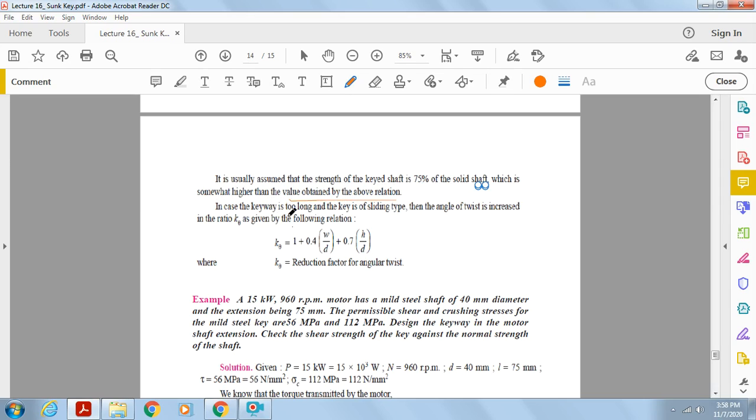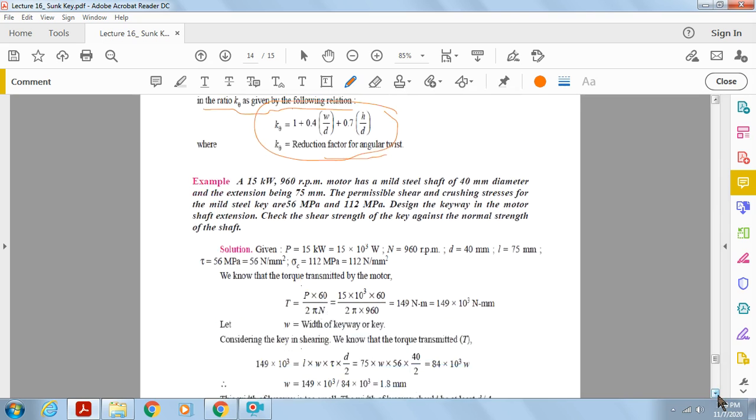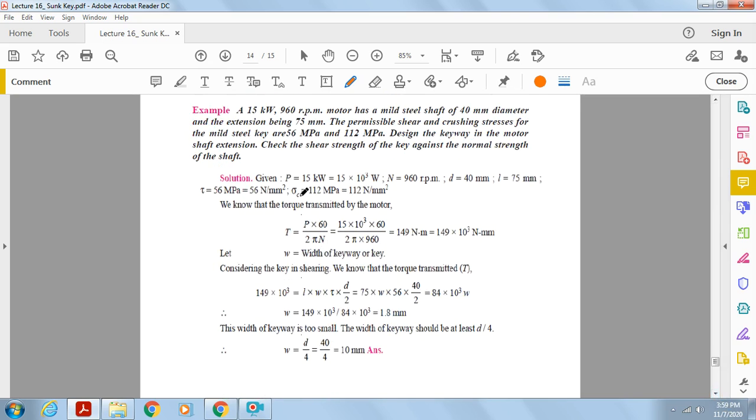In case the keyway is too long and the key is sliding type, then the angle of twist is increased in the ratio k theta as given by the relation. So this relation is k theta equal to 1 plus 0.4 W by D plus 0.7 H by D, where k theta is the reduction factor for angular twist. Now based on that keyway we can solve one numerical.